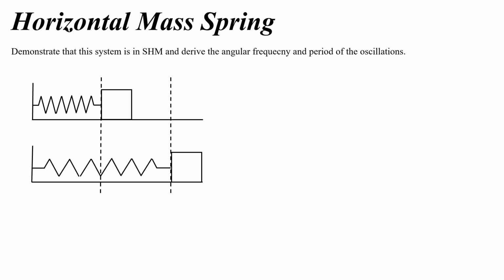What we have here is an equilibrium position marked by this dotted line. Then we're going to stretch this spring some distance x to the right, and there will be a spring force going backwards to the left, which we can call Fs. When we release the box, it will oscillate back and forth. Let's look at a quick little animation to help us see this.